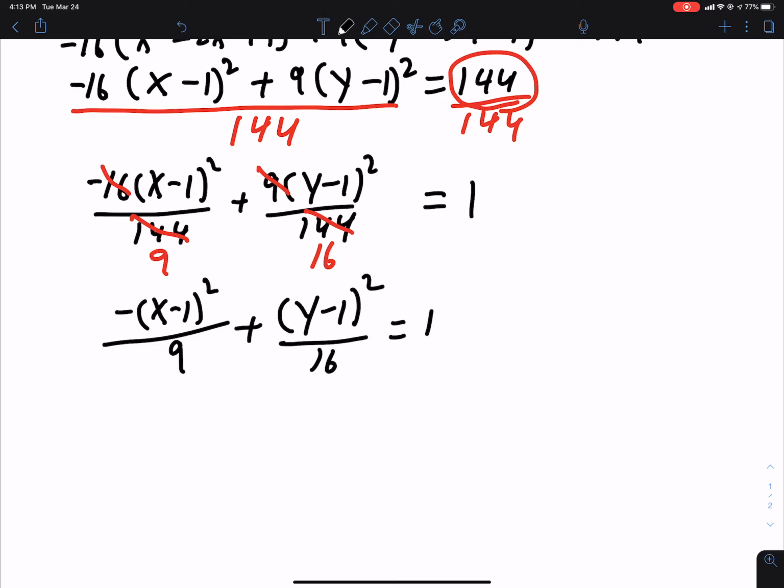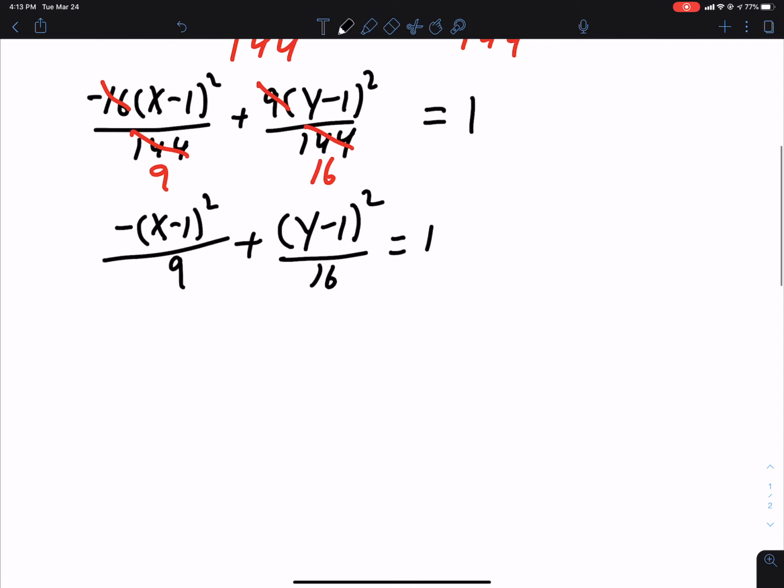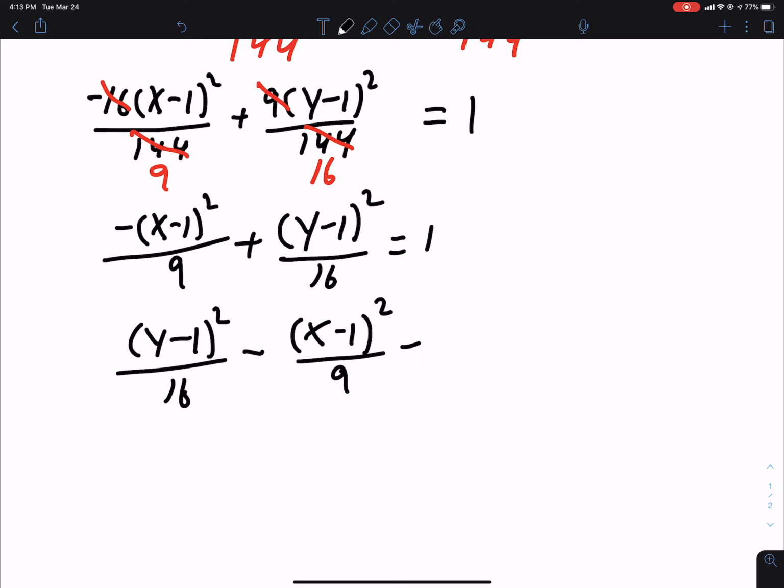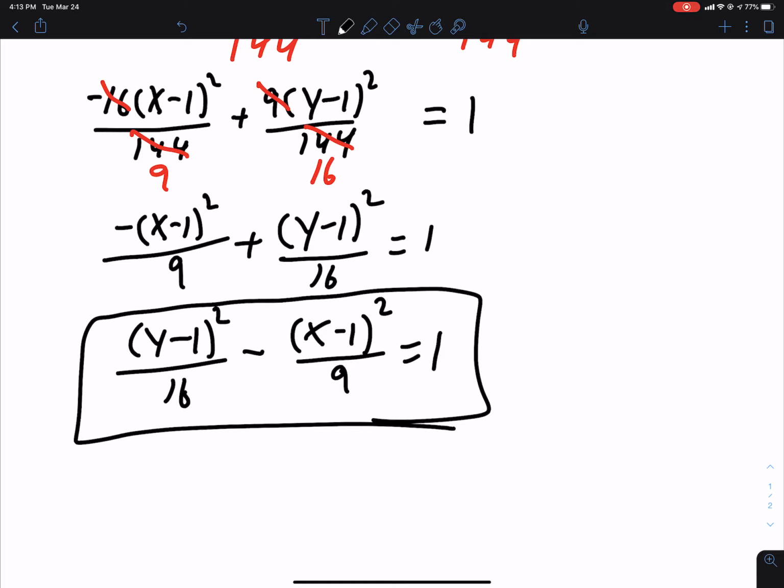And normally we put the positive one first, so we're going to switch the order and put the y first. That's a minus, not a plus. And now we can get the center, we can see it's a hyperbola, we can get the vertices and everything we need. So we are now finished. That is how you complete the square for conic sections.